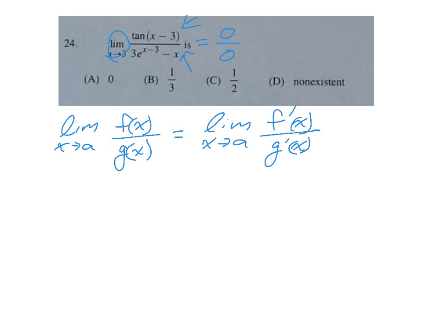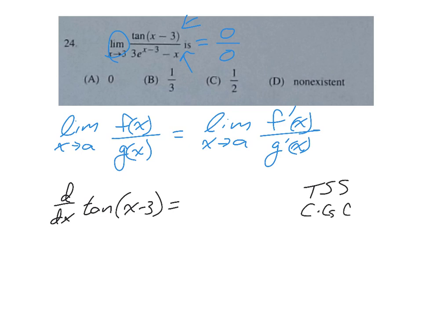Okay, so let's take the derivative of tan x minus 3. Now I'll just do it off on the side here. We had our little chart to help us out. And if I want the derivative of tan, I'm going to get secant squared x minus 3. Now there actually is some chain rule. We'd be multiplying by 1 here, but that's not going to change this at all.